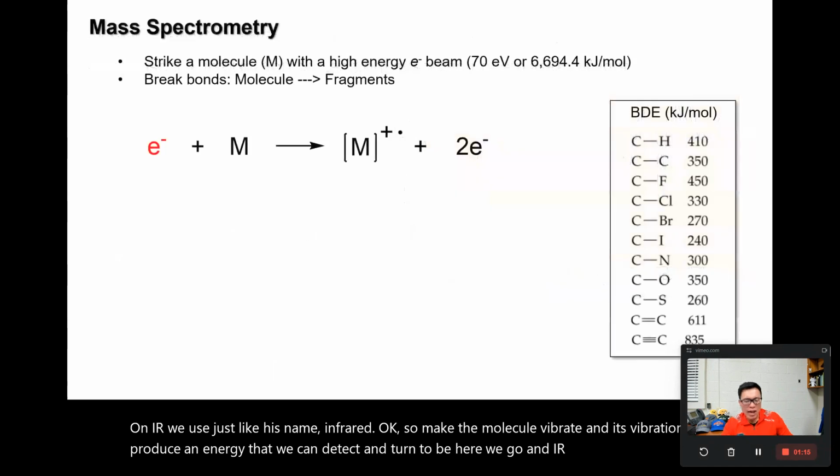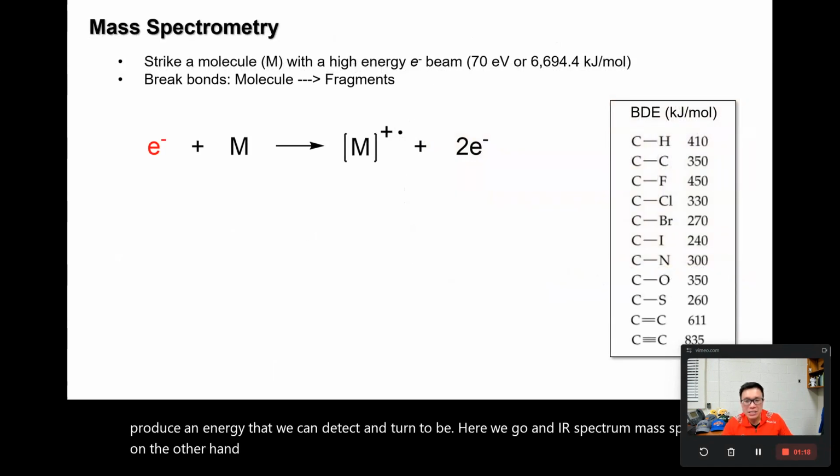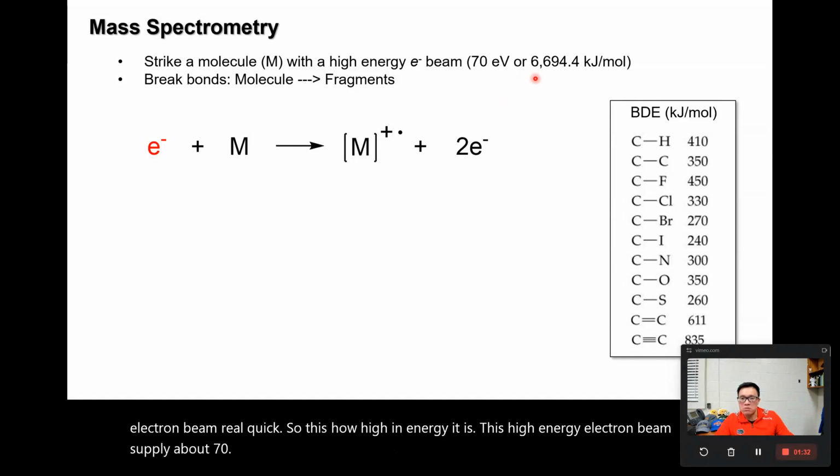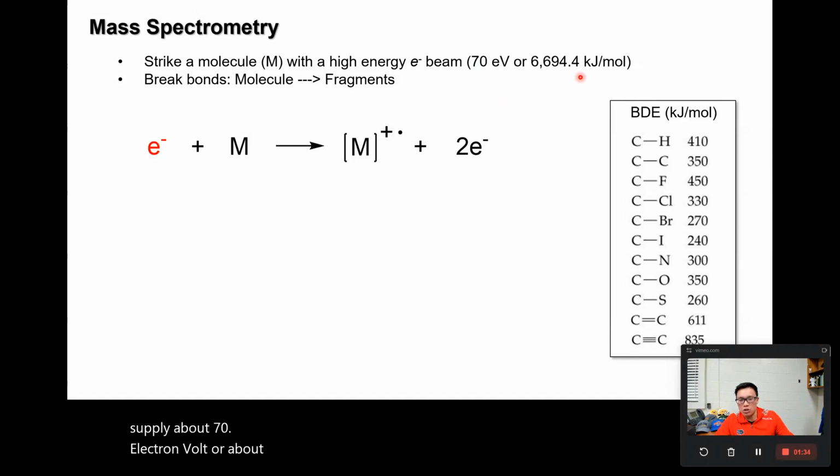Mass spec, on the other hand, uses a high energy electron beam. Let's talk about the high energy electron beam real quick, how high in energy it is. This high energy electron beam supplies about 70 electron volts, or about 6 to 7,000 kilojoules per mole.